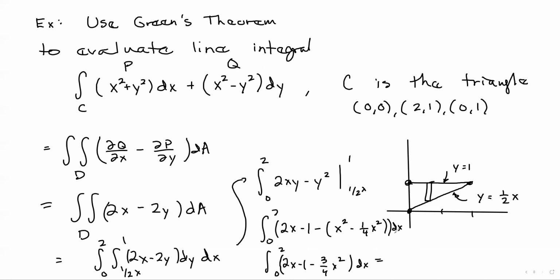And so we can go through and find the antiderivative. The antiderivative of 2x is x squared minus x. And what do we got here? This is going to be x cubed over 3. The 3's are going to cancel, so we're going to get x cubed over 4, evaluated 0 to 2. It's going to be 4 minus 2 minus 2. And so it looks like we get 0.